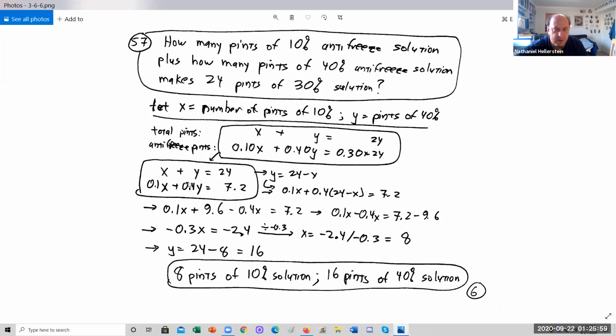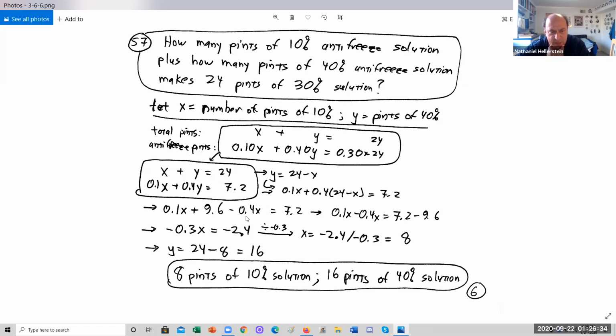This we can solve by substitution. Since X plus Y is 24, therefore Y is 24 minus X. Now, if you substitute that value of Y into the second equation, you get 0.10X plus 0.4 times Y, which is 24 minus X, equals 7.2. Then distribute the 0.4 over the 24 and the minus X. You get 0.1X plus 9.6 minus 0.4X equals 7.2.